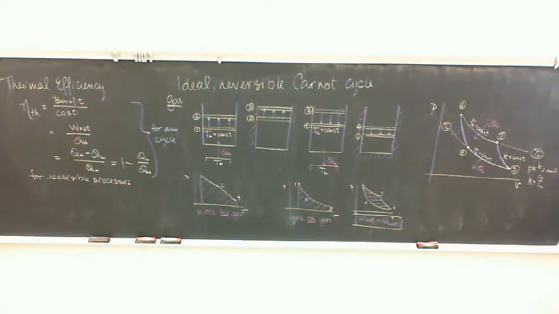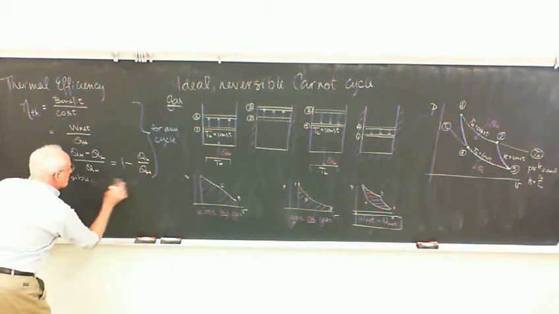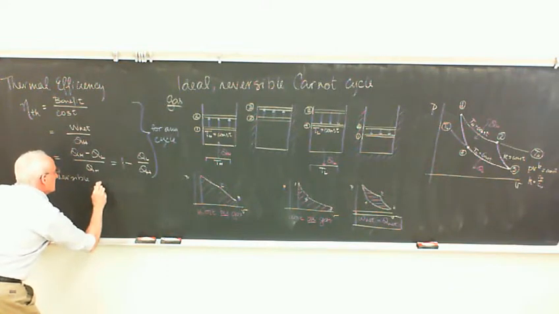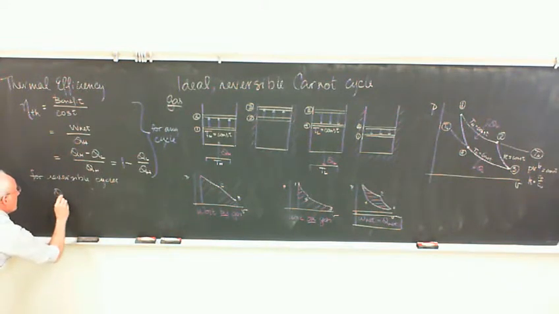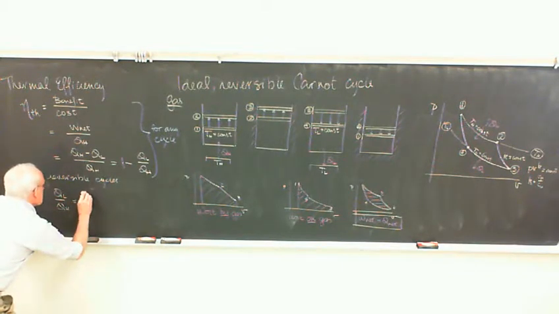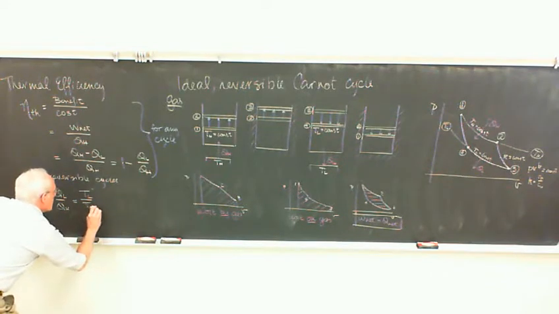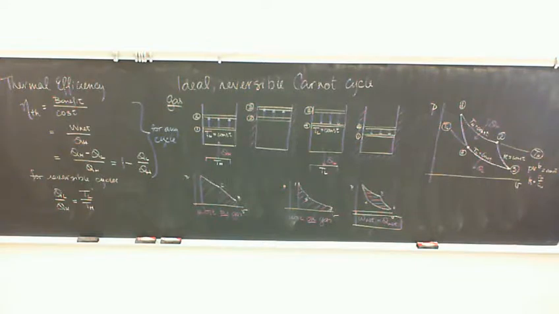The book discusses in section, I think it's 6.9, and it's not worth me reproducing the discussion of it here, because the result that it gives is so simple. For reversible cycles, which are made up of reversible processes, but this doesn't apply for individual processes necessarily, it is true, and it's developed in the book, that the ratio of the heat transfer in a reversible cycle is the same as the ratio of the temperatures.